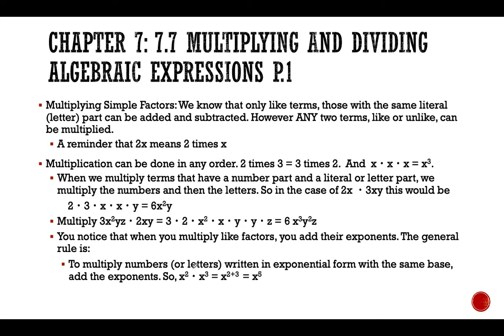Now multiply 3x squared yz times 2xy. That would be 3 times 2 times x squared times x times y times z, and we get 6x cubed y squared z. When you multiply like factors, you add their exponents. The general rule is to multiply numbers or letters written in exponential form with the same base, add the exponents. So x squared times x cubed equals x to the 2 plus 3, which equals x to the 5.